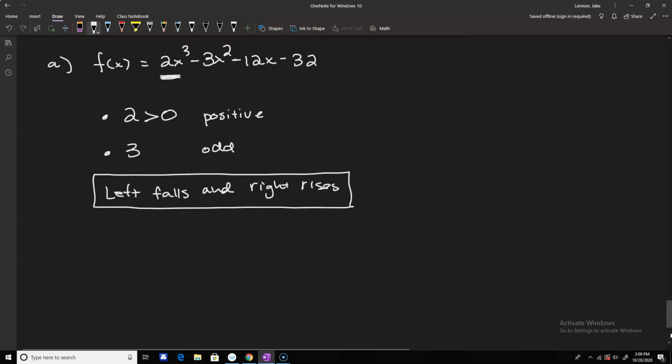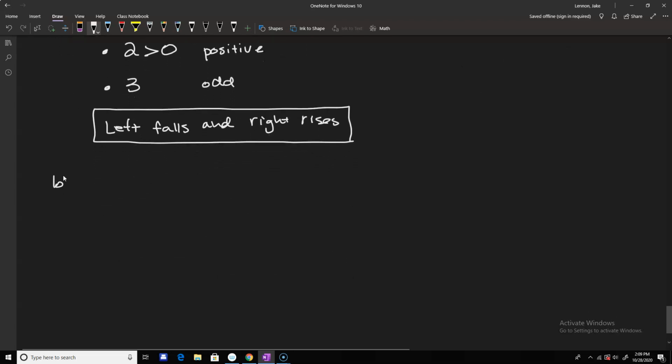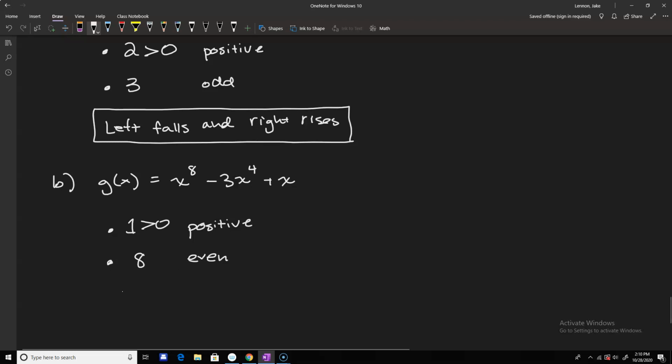Okay, let's continue. Let's look at B. Let's say g of x equals x to the eighth minus 3x to the fourth plus x. Again, the leading coefficient is the number in front of the highest power of x. In this case, it's just 1. So 1 is greater than 0, so that's a positive number. And then the highest exponent, the degree of the function, is 8, which is even. So positive and even, both sides rise. So that is the end behavior for function g of x.